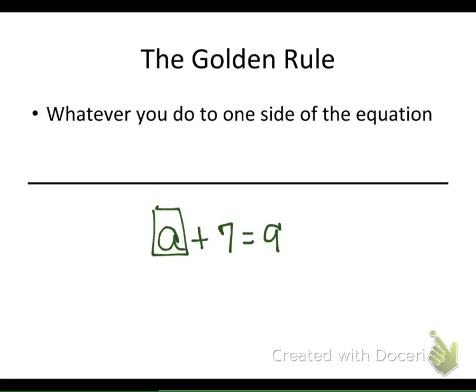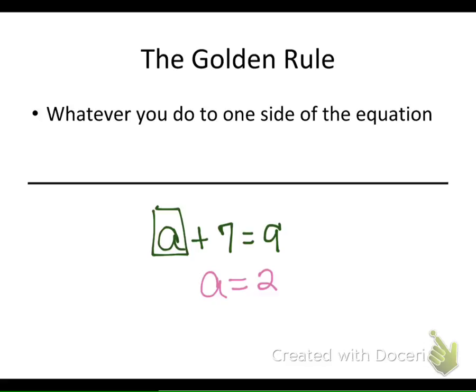Just think, what plus 7 is going to equal 9? You guys already told me this. So what plus 7 equals 9? Yeah, so a equals 2. Meaning, if I plug in 2 for the variable a and I take 2 plus 7, it's going to equal 9.